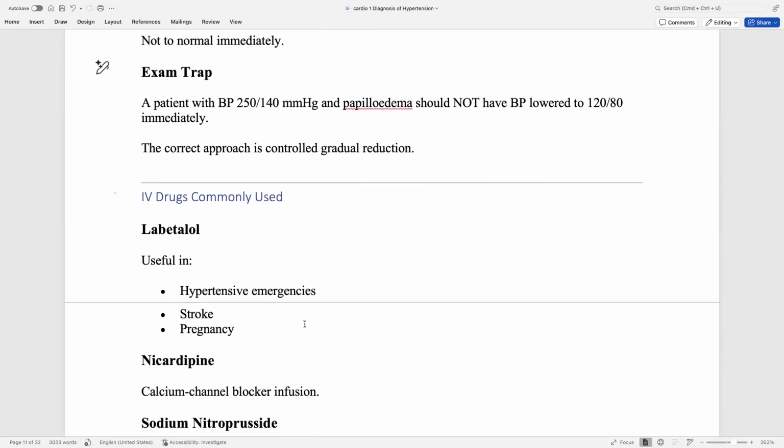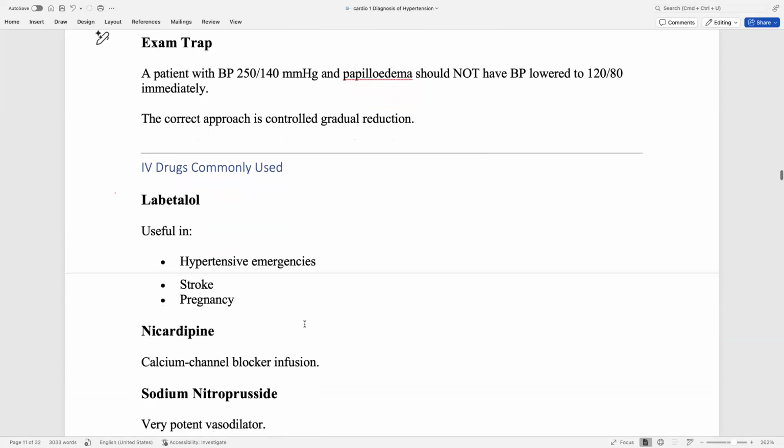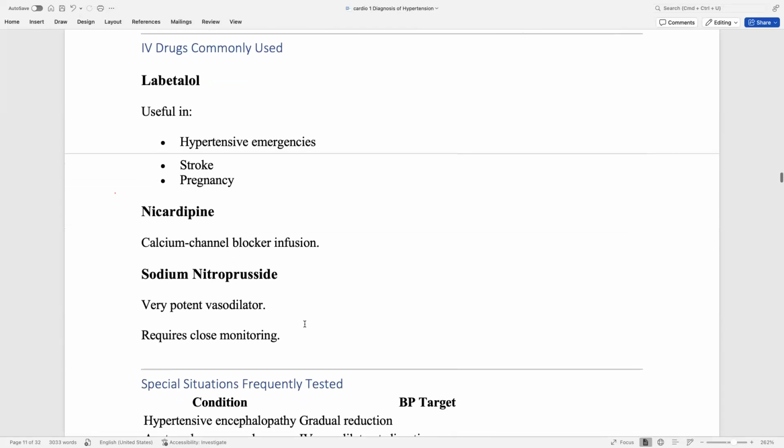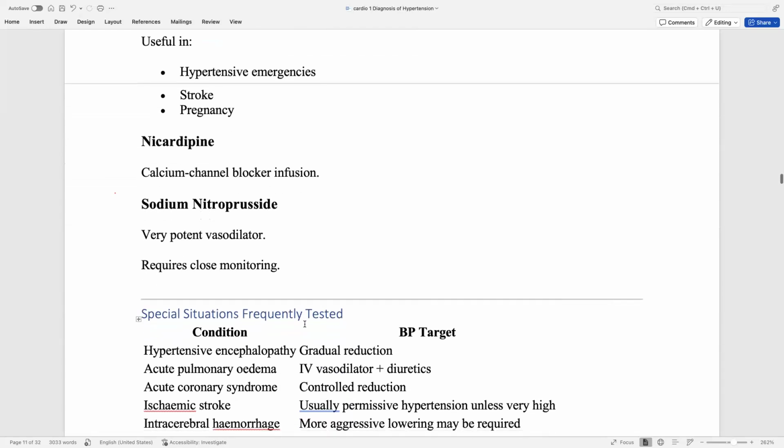Especially the kidney, because it is the first organ which will suffer from the hypoperfusion. Okay. What drug can we use to reduce it gradually, or commonly used in emergency? The labetalol, nicardipine, sodium nitroprusside, that's for emergency situation.